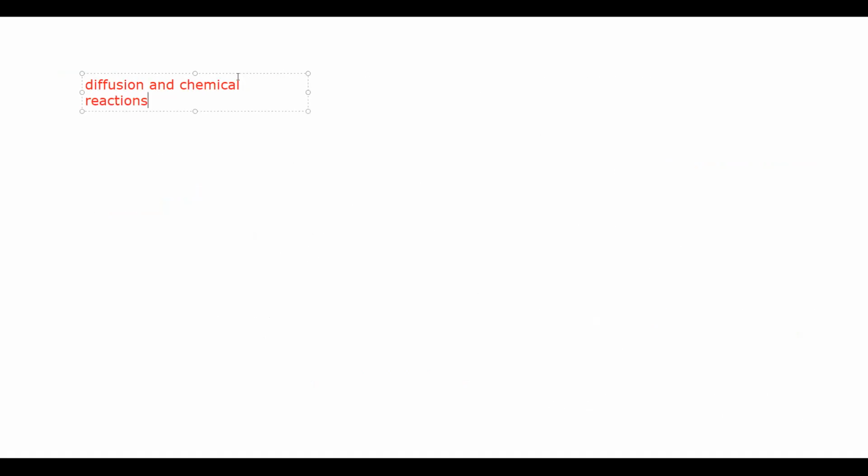Diffusion and chemical reaction. The term chemical reaction refers to when there's a change in the atomic structure, the arrangement of the atoms. We call that a chemical reaction.